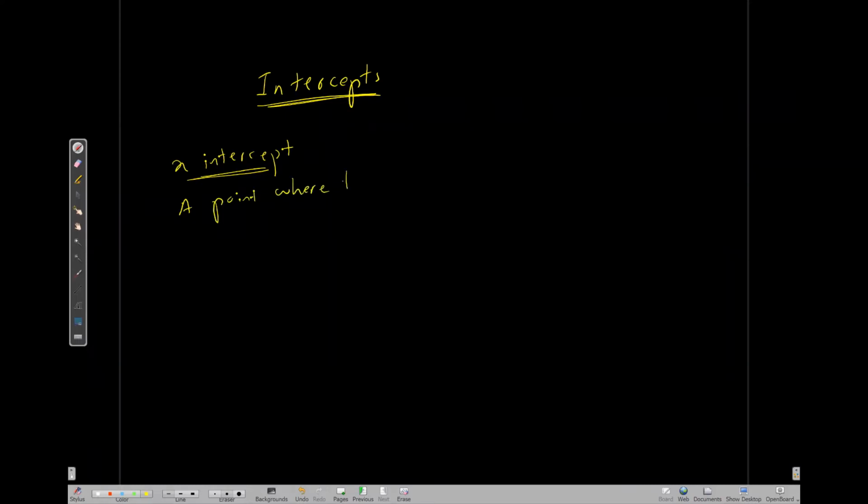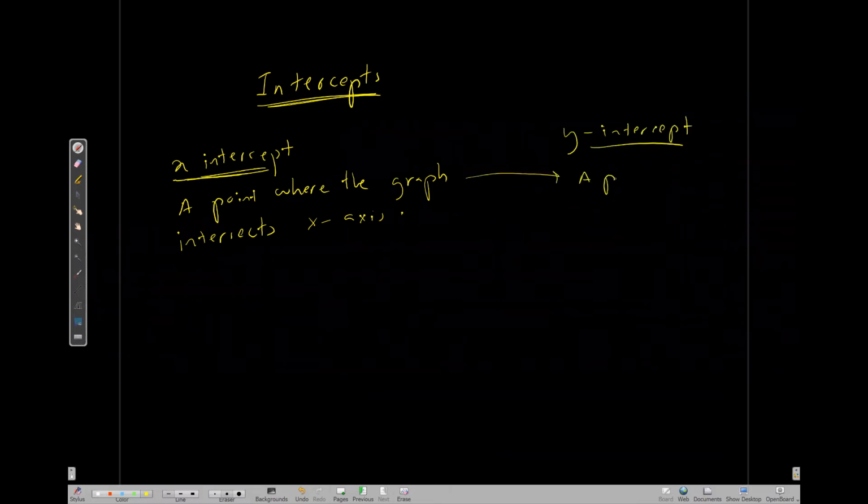where the graph intersects. Can you guess? So x-intercept, a point where the graph intersects the x-axis. And y-intercept means the same story here, a point where the graph intersects the y-axis, right?